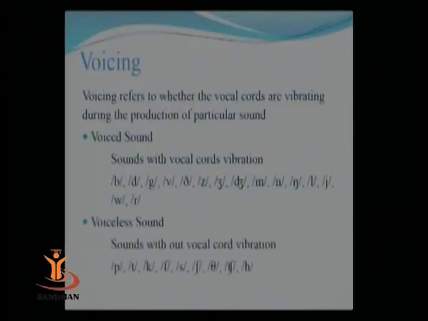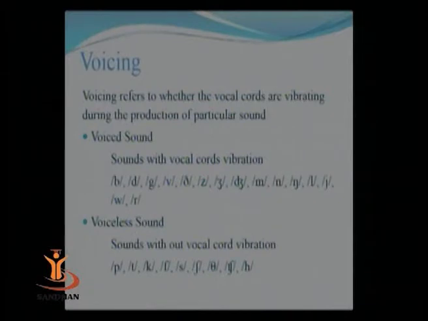So here b, d, g, v, th, z, zh, j, m, n, ng, l, y, w, r are voiced sounds, and voiceless sounds are p, t, k, f, s, sh, th, ch, h. Generally there are eight pairs: p, b; t, d; k, g, three pairs. f, v; th, dh; s, z; sh, zh; ch, j. These five pairs, total eight pairs. From these eight pairs, the first eight sounds are voiceless, the second eight sounds are voiced. The rest of the sounds are again voiced, but h is again a voiceless sound.